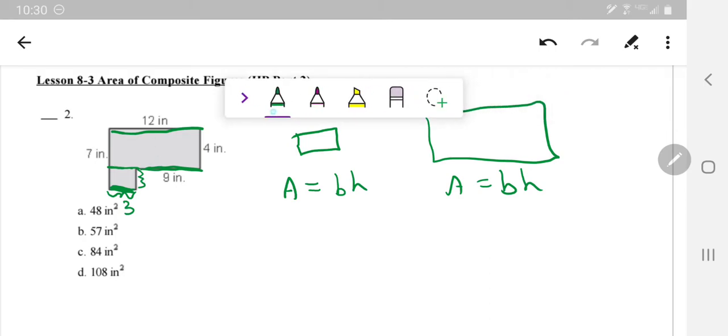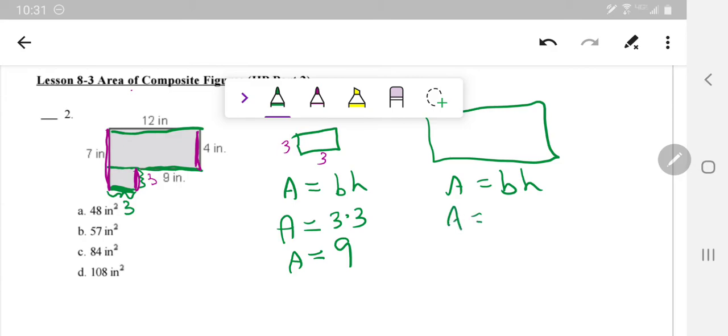Now let's look at the vertical lines because we're looking for this dimension here. And we see this whole length is 7 and this length is 4. So 7 minus 4 is 3. So that is a 3 by 3 square, and we're ready to plug it in. So base times height. The area of that little block there is going to be 9. And what type of units? Inches squared, or square inches.